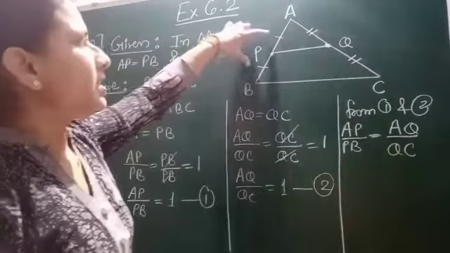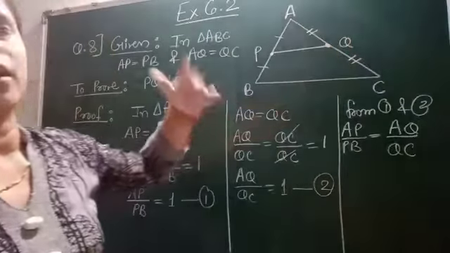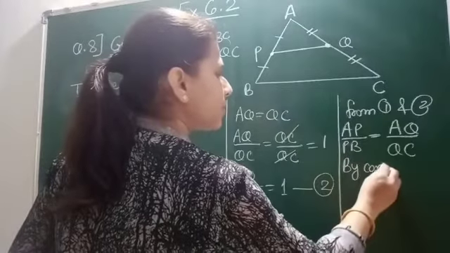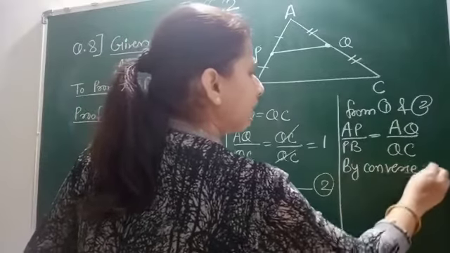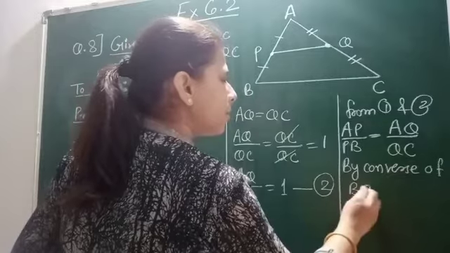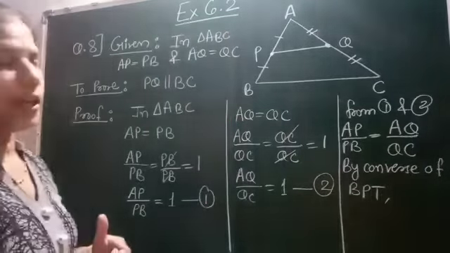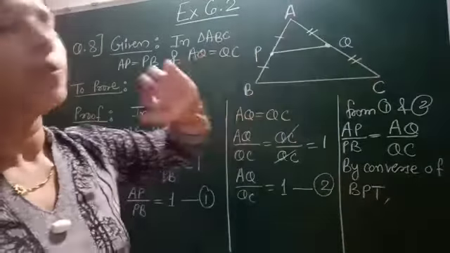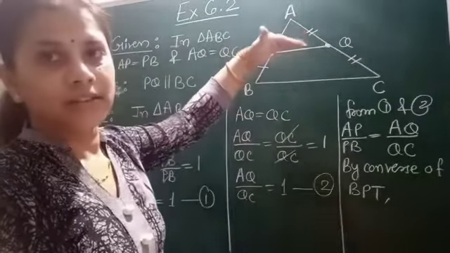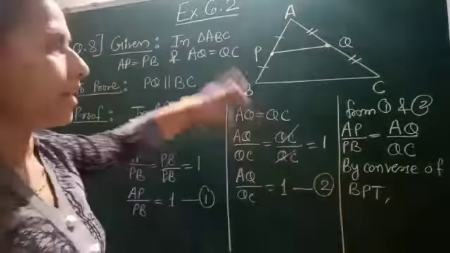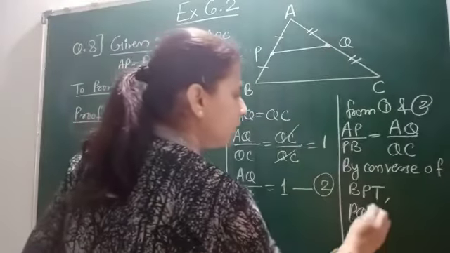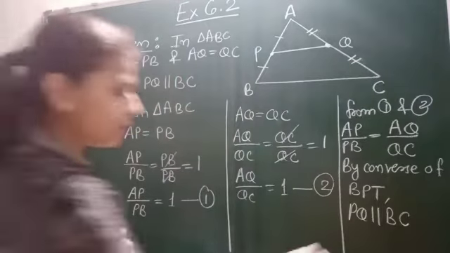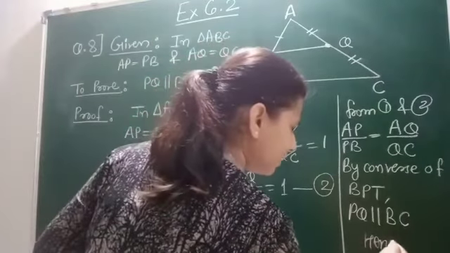It means the sides are being divided in equal ratio. So by the converse of the basic proportionality theorem, if in any triangle two sides are divided in equal ratios, then the line will be parallel to the third side. So here PQ will be parallel to BC, and that is what we had to prove. So we proved this. Hence, proved.